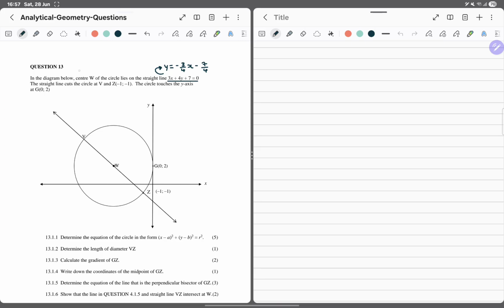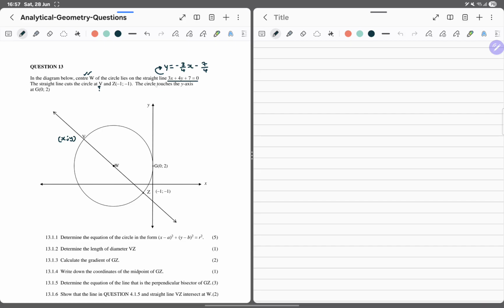Now, we were told that this is the center, okay? So this is good. Now the straight line cuts the circle at V. No mention of those coordinates. So point V is a potential question. So we need to think about ways in which we can solve that conundrum. And Z with coordinates of -1 and -1. Okay, that's evident.